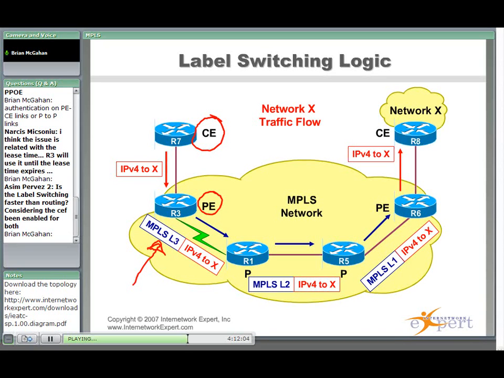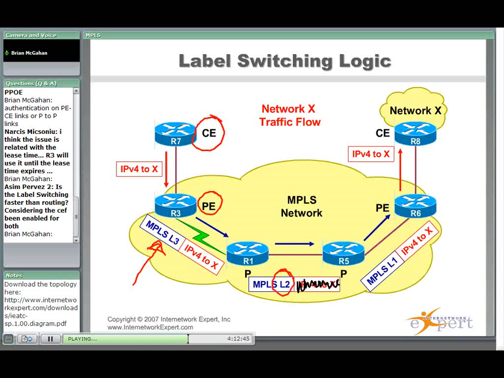Now once we have the IGP advertisement or the BGP advertisement done, which is the underlying routing, and we have the label distribution happening, we can see what happens with the actual traffic flow. Router 7, which is a customer edge device, is going to send a regular IP version 4 packet to router 3. Router 3 is the provider edge, so it is taking an IP version 4 packet and imposing the MPLS label. So it's saying take that payload, which is the IP version 4 packet going to destination X, and slap the label L3 on top of it.